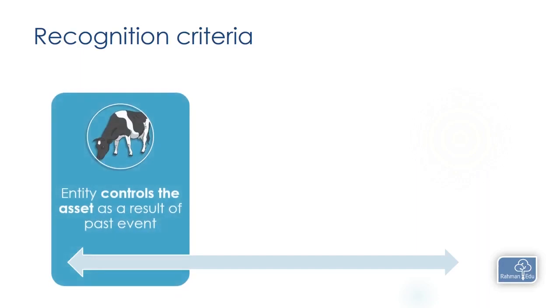Well, how to recognize a biological asset? We have three conditions and all of those three conditions must be fulfilled before you can recognize a biological asset. Number one condition, the entity controls the asset as a result of past events. Say, you have purchased a cow and so you can now control the cow. The cow has given birth to a baby calf. You control the cow, which means you now control the baby calf. So condition 1 is fulfilled.